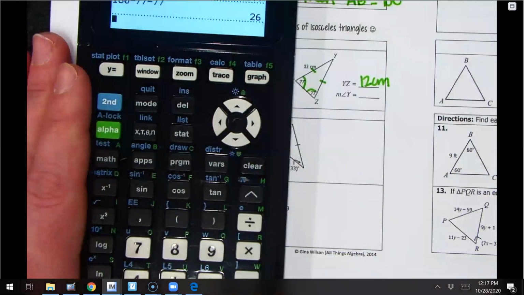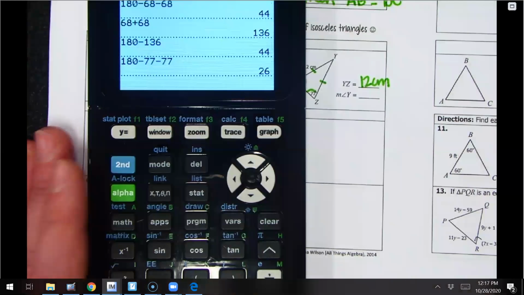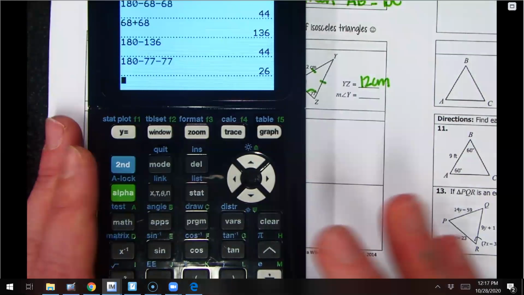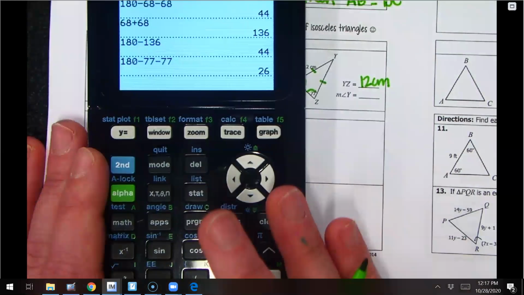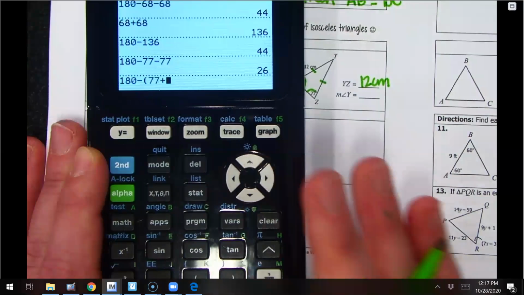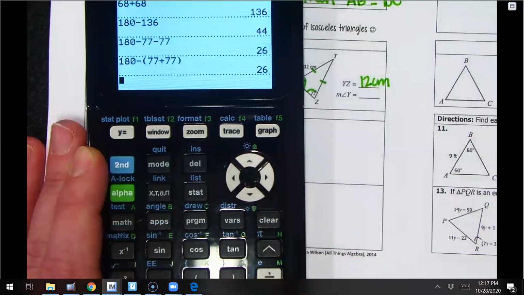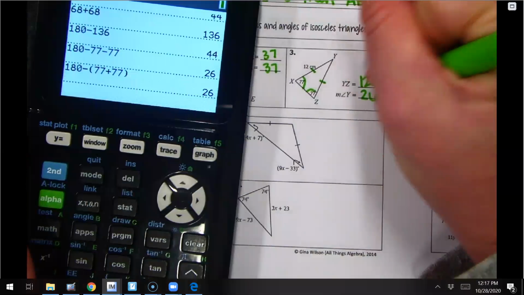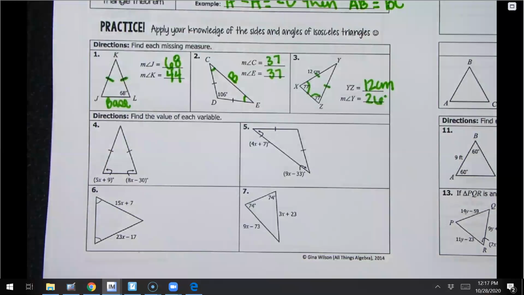That's right. 180 minus 77, which is 26. I like to do it that way just because I can do it all together. Just do 180 minus 77 minus 77. But doing it with adding is totally fine too. You could say 180 minus and then in parentheses, get that. It's going to give you the same thing either way. So that's 26 degrees. All right, so those are the basic ones, just using numbers.